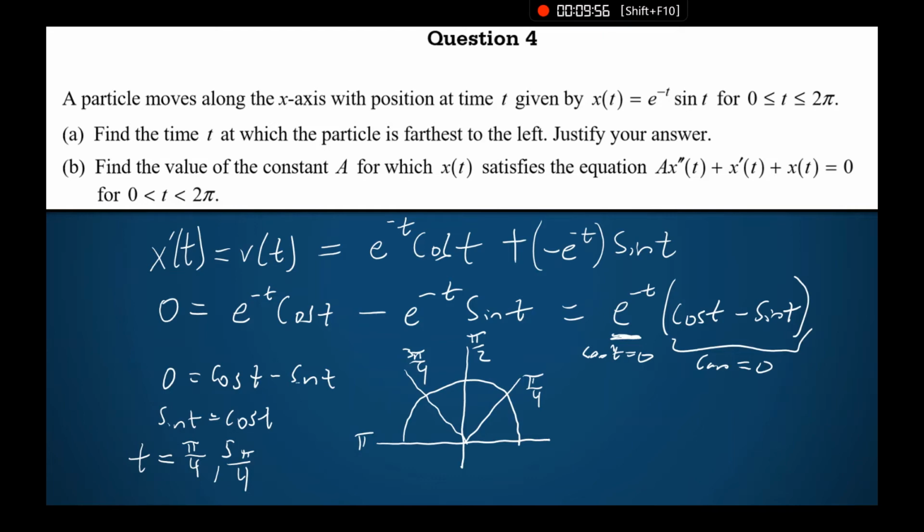So at pi fourths, the magnitude is root 2 over 2. If I kept going for one more pi fourths, out here, this would be 5 pi fourths, 3 pi over 2, that's 6 pi fourths, 7 pi fourths, and 8 pi fourths, which is 2 pi.